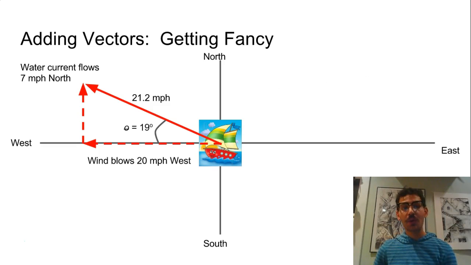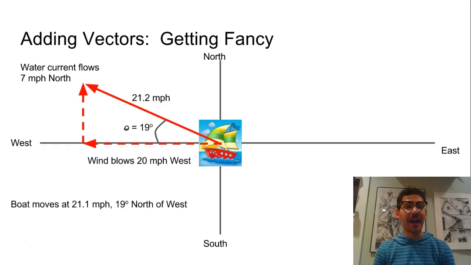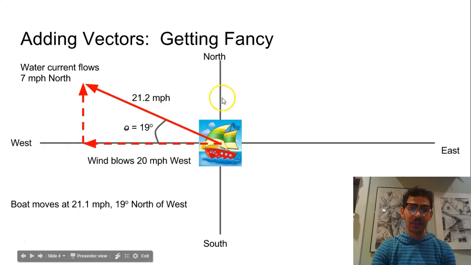So how are we going to describe this vector? Well, it's closest to west, and the angle moves towards north. So we will say that the boat is moving at 21.2 miles per hour, 19 degrees north of west. So we are to the north of our western axis.